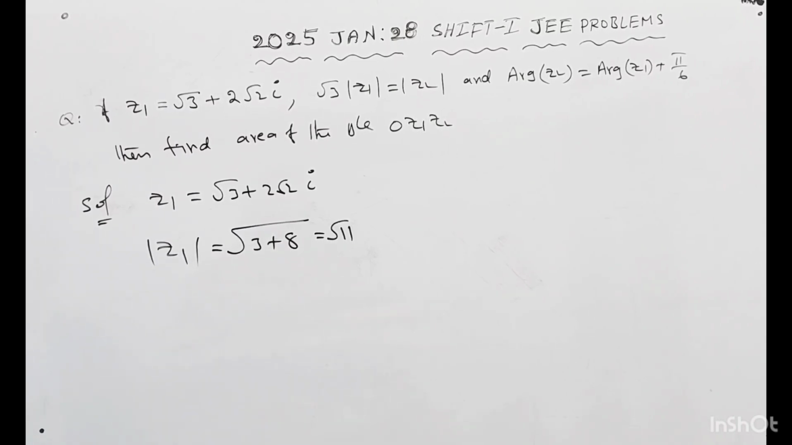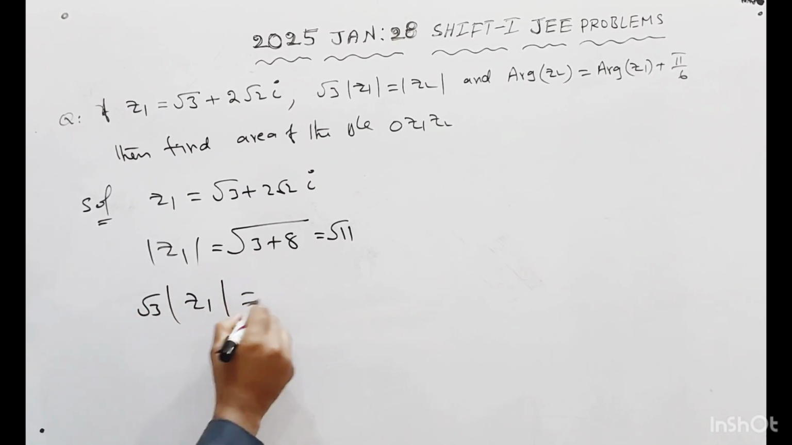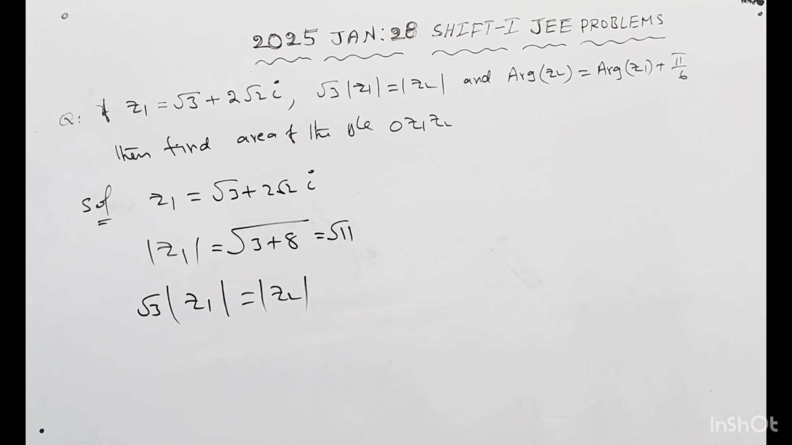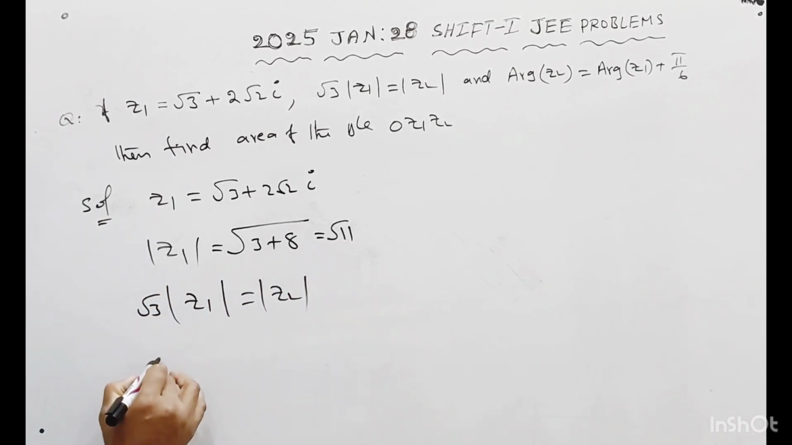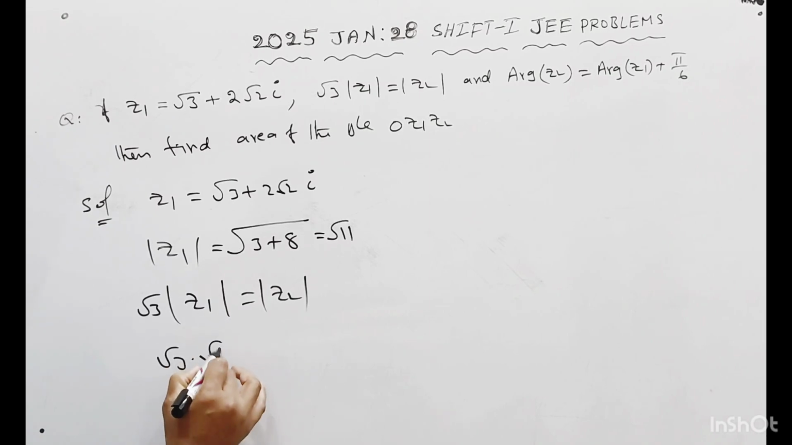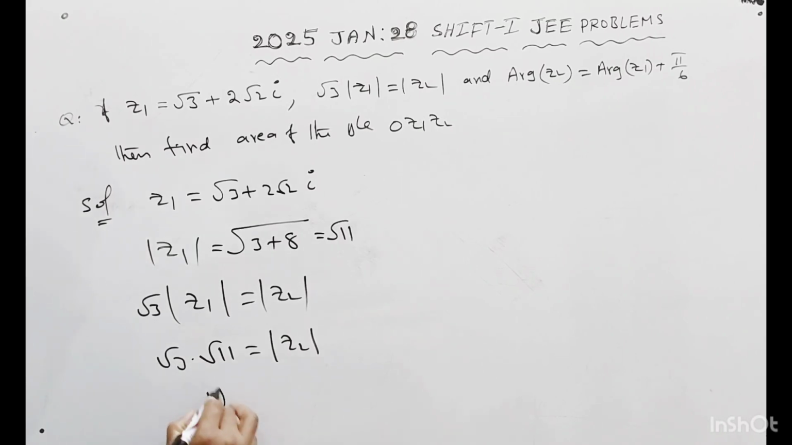And one more condition is given. The given condition is root 3 into mod Z1 is equal to mod Z2. Mod Z1 we already got, that is root 11. You should write root 3 into root 11, that is equal to modulus of Z2. So root 33 is the modulus of the second complex number Z2.